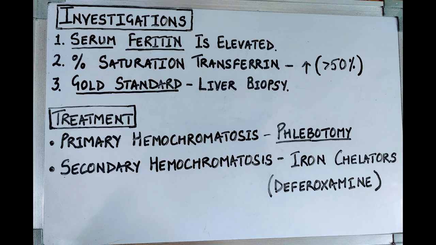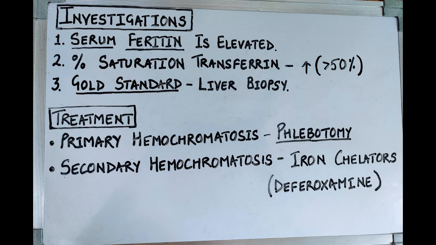Next are the investigations that can be done to diagnose hemochromatosis. Firstly, we can measure serum ferritin level, which will be elevated. Second is percent saturation of transferrin, which will be more than 50%. Normally it is around 25%, but in hemochromatosis it will be elevated to more than 50%. The third investigation, which is the gold standard for diagnosing hemochromatosis, is liver biopsy.